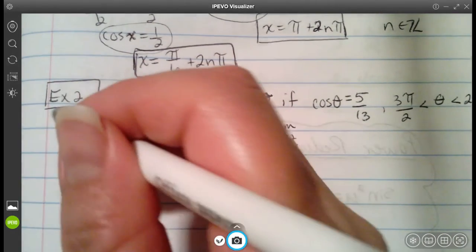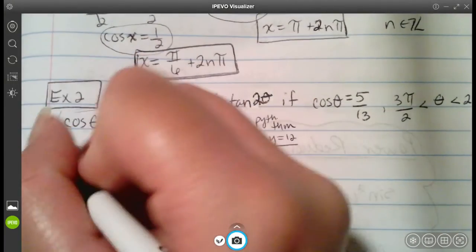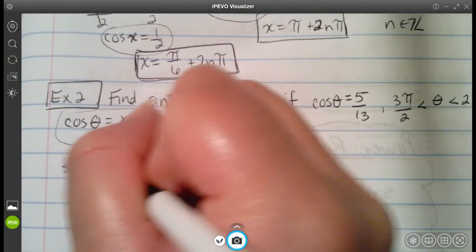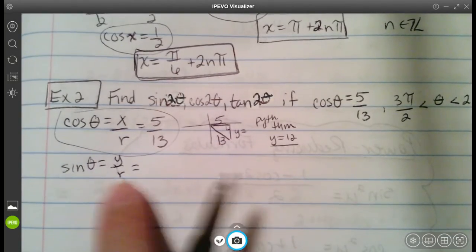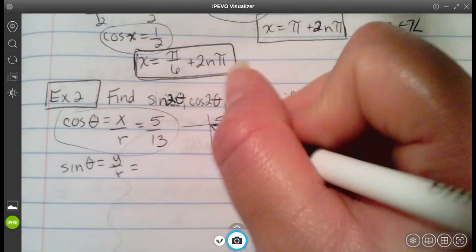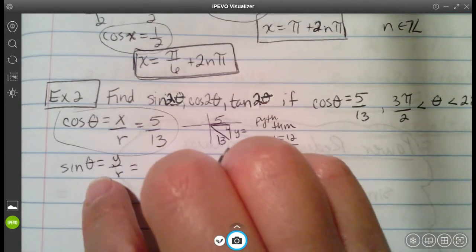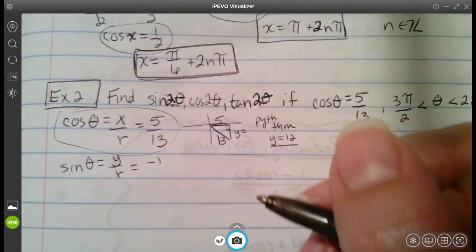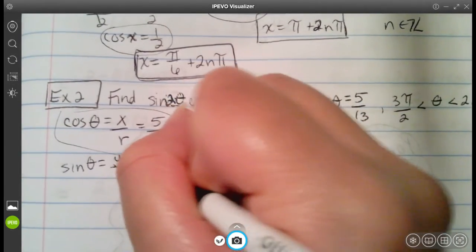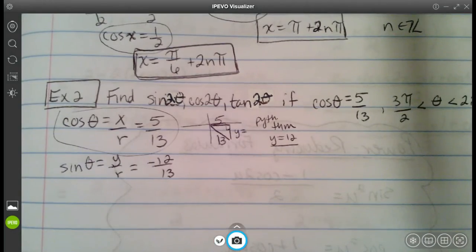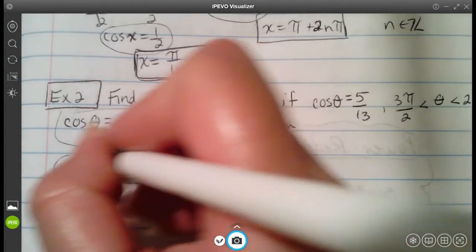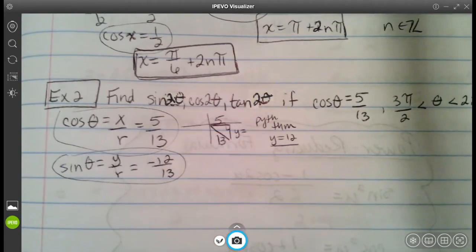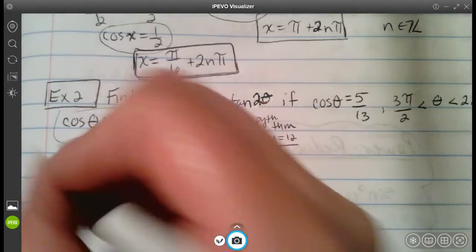We know what cosine is, right? Cosine is going to be this. Let's write out sine, which is y over r. And let's remember that in quadrant 4, sine is negative. So remember this one's going to be negative. We're going to have negative 12 over 13. Okay, so there's sine of theta. We're not done. We have to find sine of 2 theta, but we need this one before we can move to that one. And then last but not least, tangent.